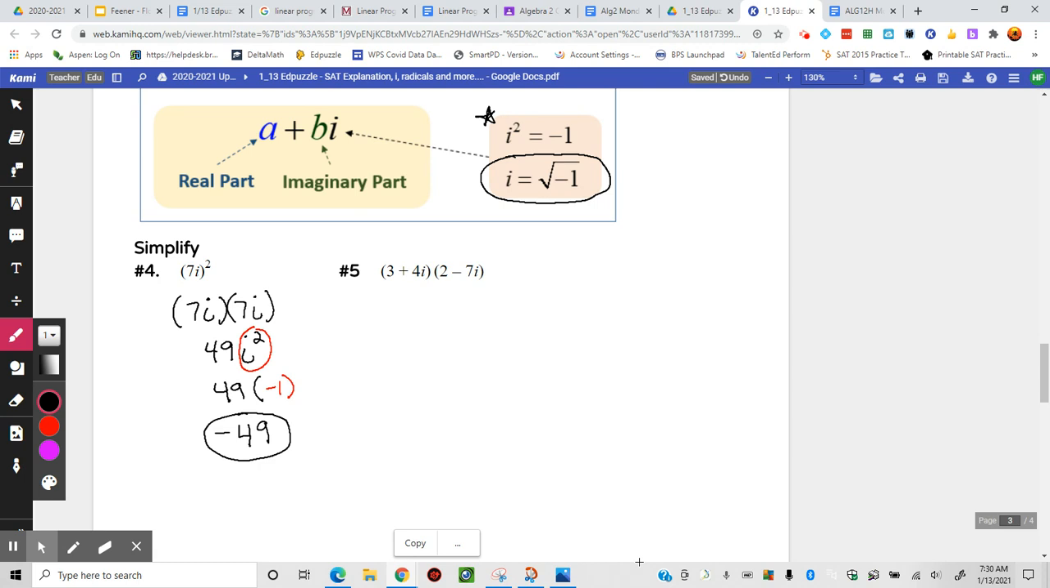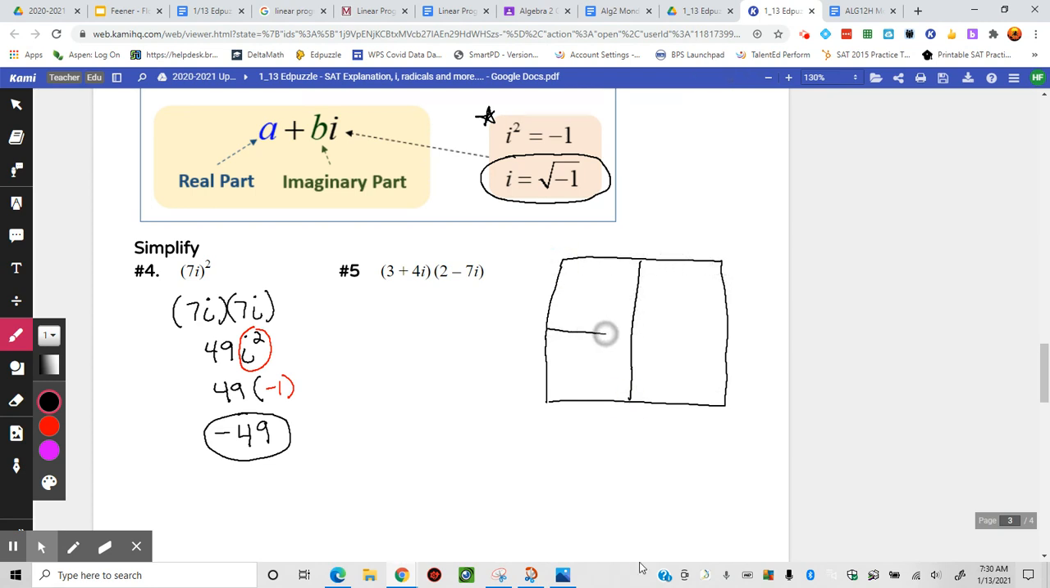All right, so here's our last one. Problem number 5. It's 3 plus 4i times 2 minus 7i. So I'm going to multiply this out. Hopefully you're thinking to yourself, oh yeah, that's the box method. 3 plus 4i, 2 minus 7i. So fill in the boxes just like you've done every time.